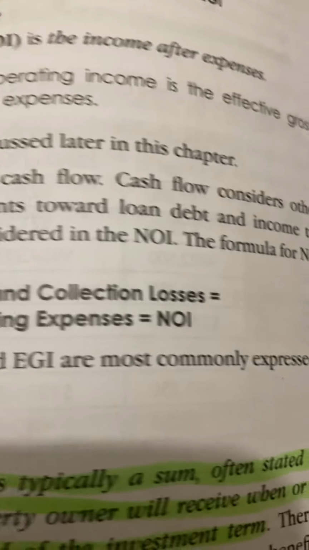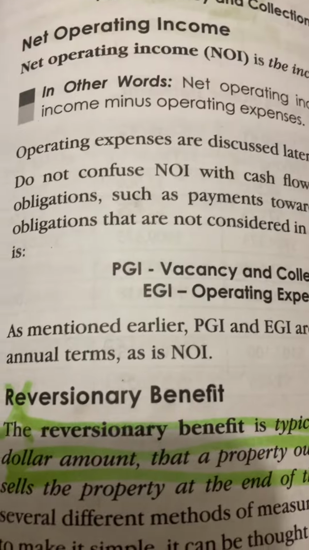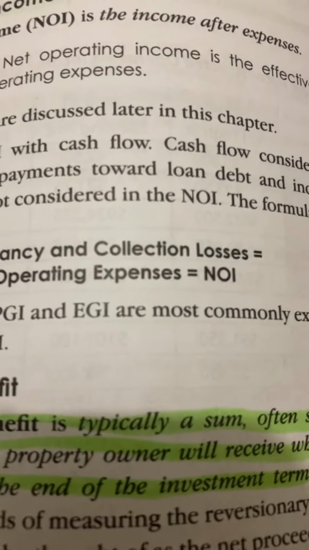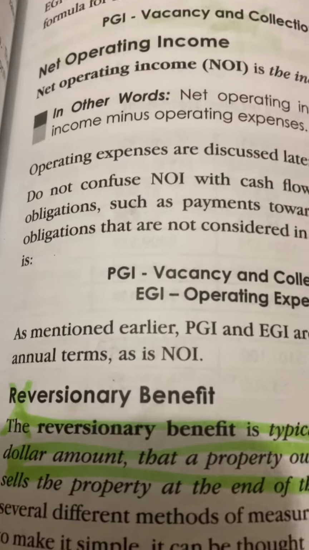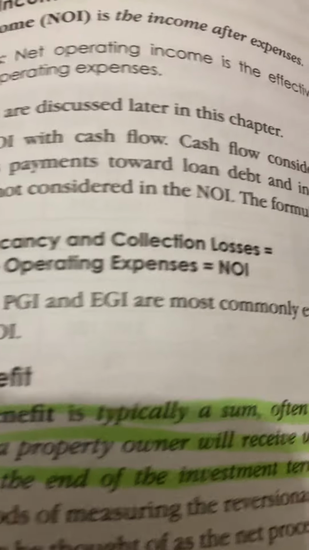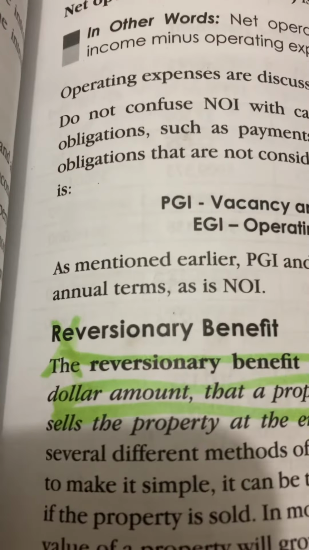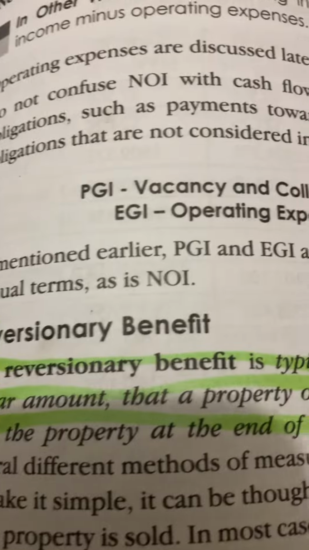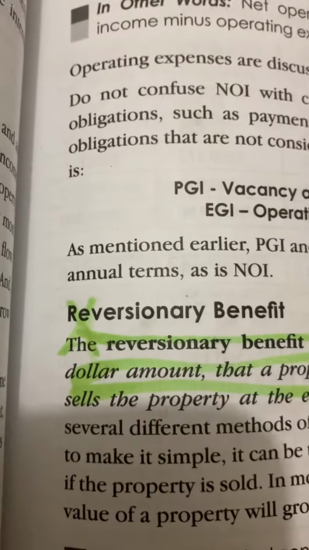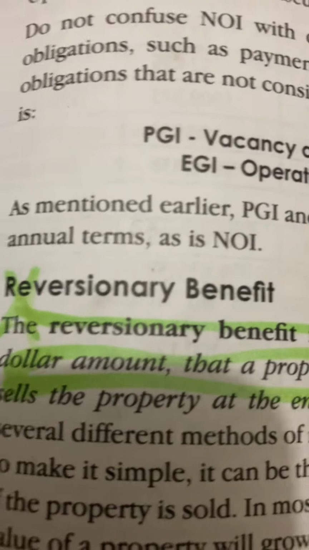the NOI. The formula for NOI is PGI minus vacancy and collection losses equals EGI. And then you minus operating expenses from the EGI. That'll equal your NOI, net operating income. As mentioned earlier, PGI and EGI are most commonly expressed in annual terms, as is NOI.